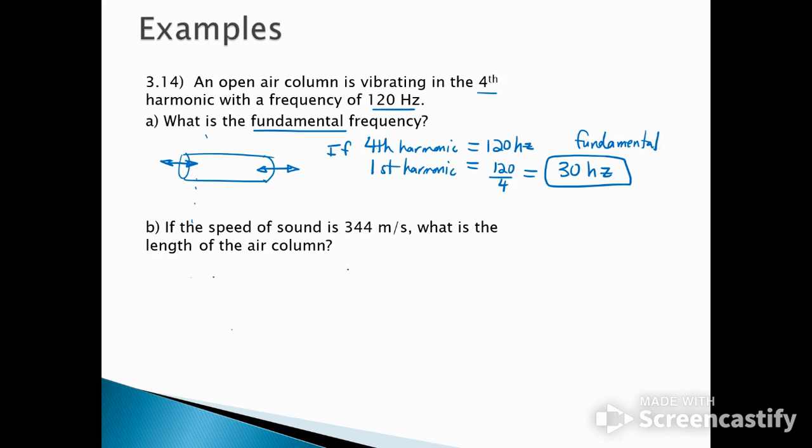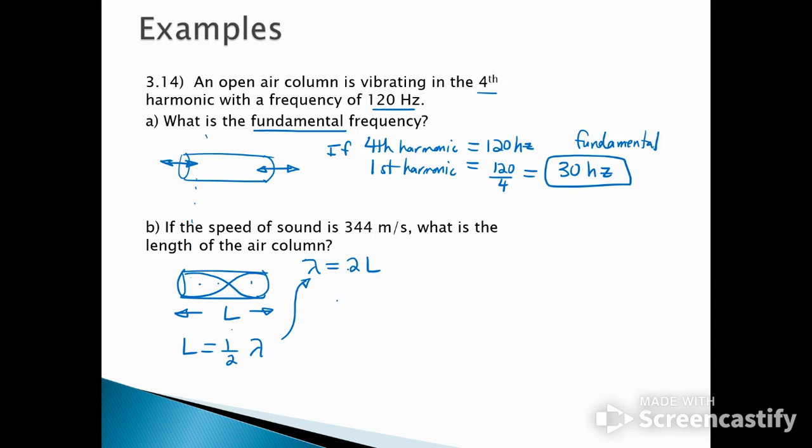Well, I can find out. So let's draw this now with the fundamental in there. When it's open at both ends, it's going to look like this. There's an antinode at both ends. There's my L. I know that my wavelength is 2L because look, there's a quarter, there's a quarter. So that means that L is 1/2 lambda. And when we rearrange and solve for lambda, we get lambda is 2L. It's double this.